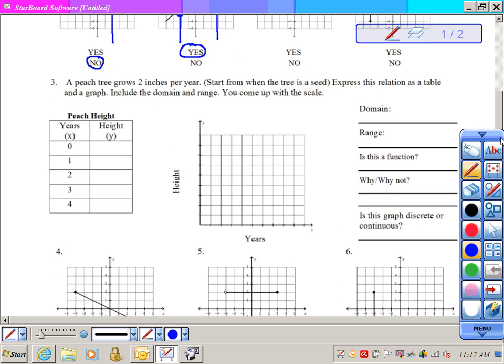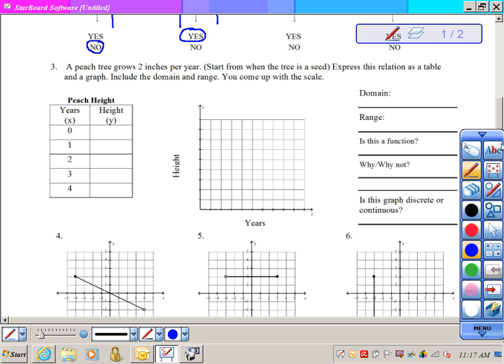Number 3. I'm just going to go over the beginning of this and then you can complete it. A peach tree grows 2 inches per year. So start from when the tree is a seed. If it's a seed, the height at the beginning would be 0. At 1 year, if I'm going 2 inches a year, it's going to be 2 inches high. 2 years, 4, 6, 8.